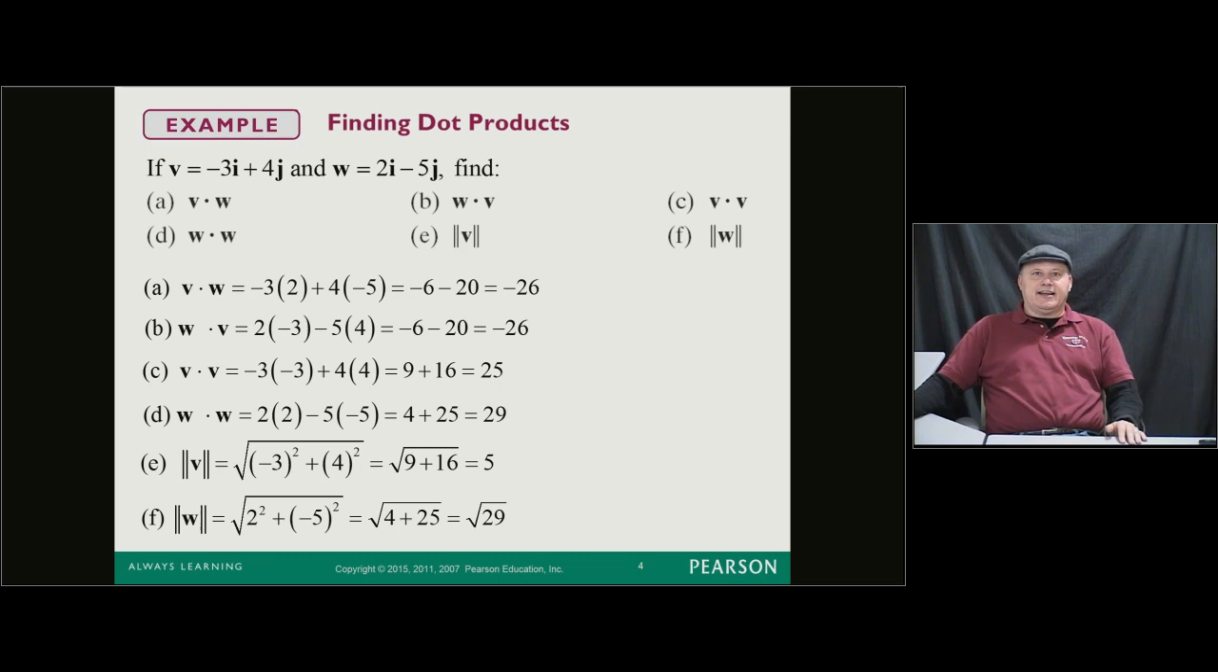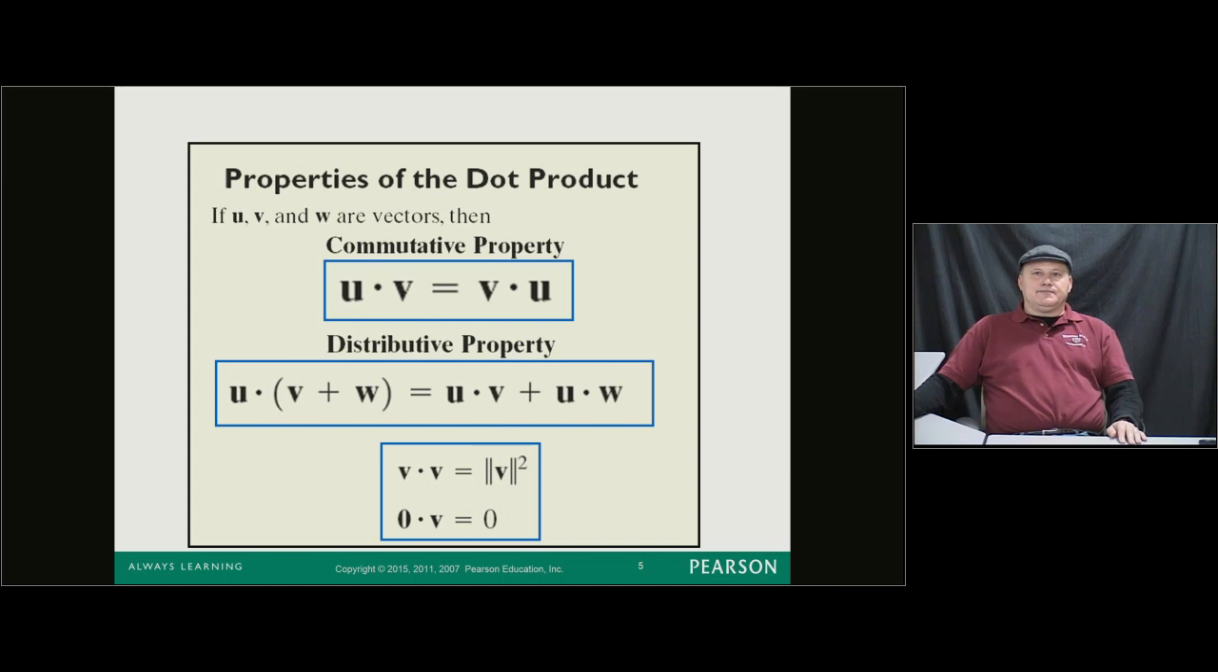Let's go back to see it again. Look at the answer to A. Look at the answer to B. It's the same thing either way you go. Now, the distributive property is also going to apply. The dot product of U times the sum of two vectors is the same thing as the dot product applied to the first one plus the dot product applied to the second vector. Now that one we didn't really discuss, but it is true.